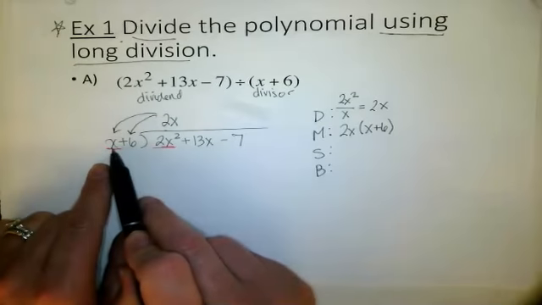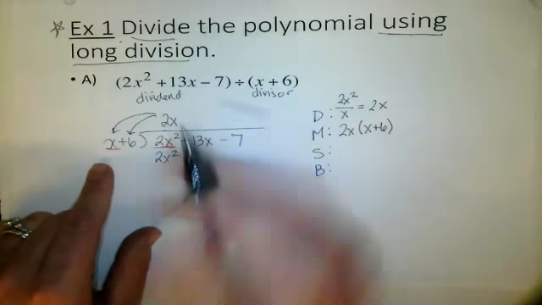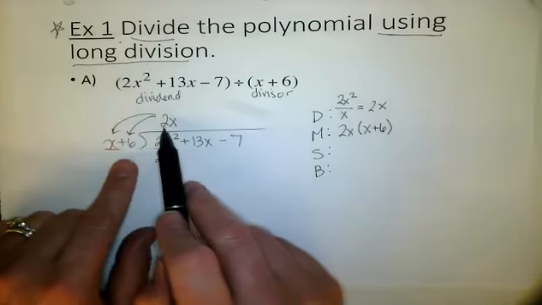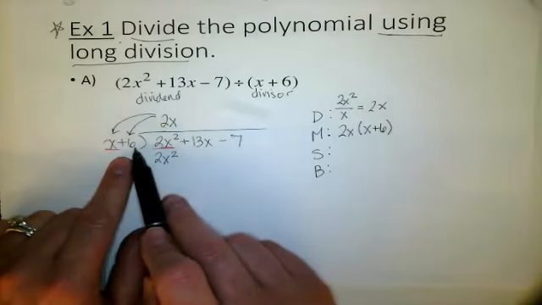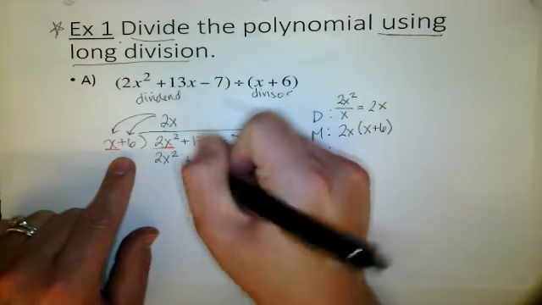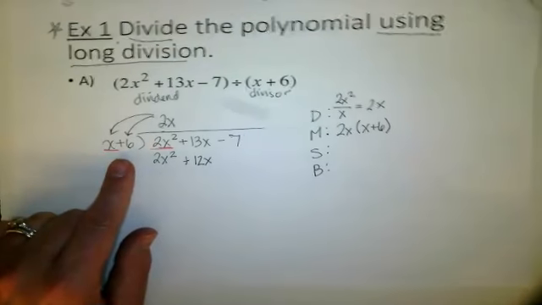What is 2x times x? 2x squared. Look at that. It matches. It should. Every single time, it should be the same. All right, then we also have to distribute the 2x to the 6. What is 2x times 6? 12x. So I put that under the x column. Lines up. Like terms must line up.